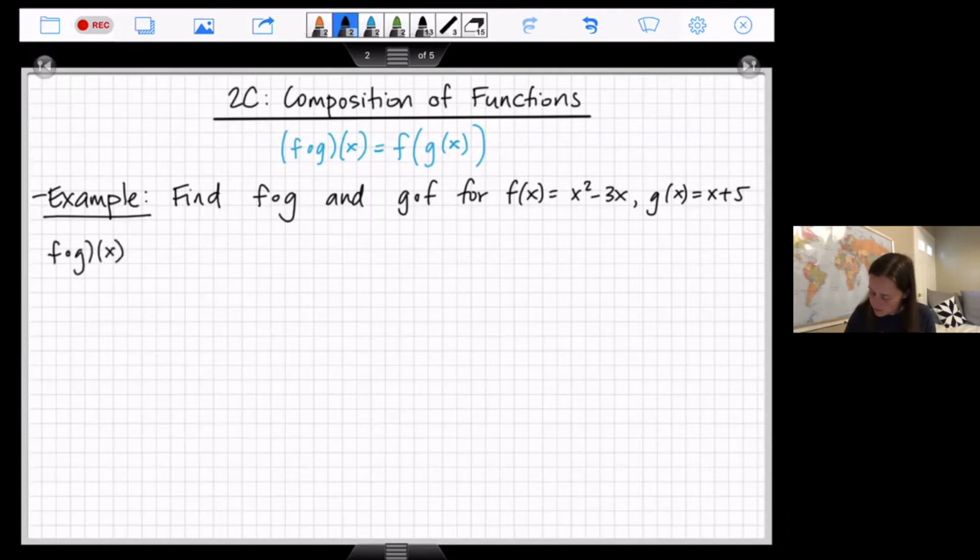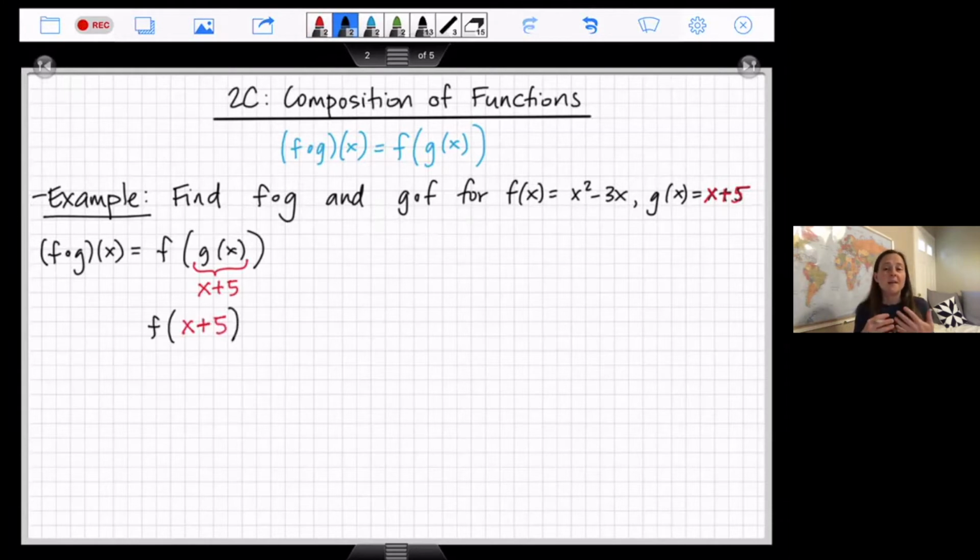So I'll write that little fog looking thing, and then just translate it into the definition. Okay. Always, always, always, when you're doing compositions, you always start with the inside function. So I'm going to take my inside function, which is g of x, and g of x is equal to x plus 5. All right, so I'm going to replace g of x with its formula, x plus 5. All right, so they want me to find f of x plus 5.